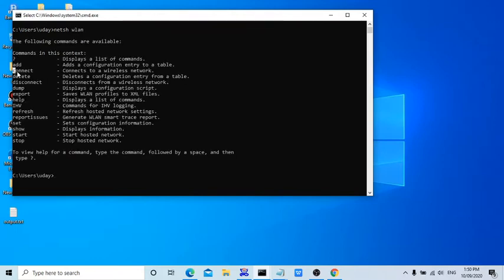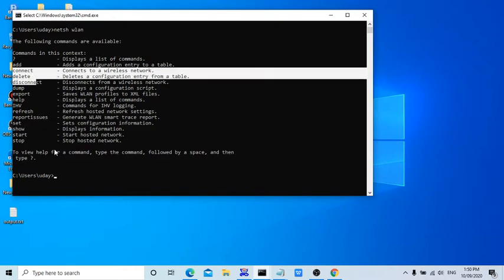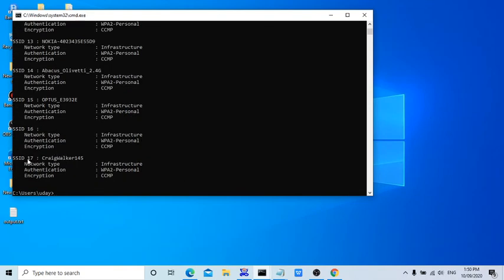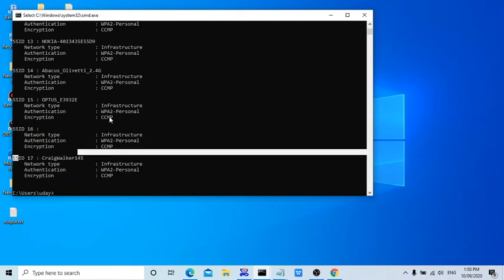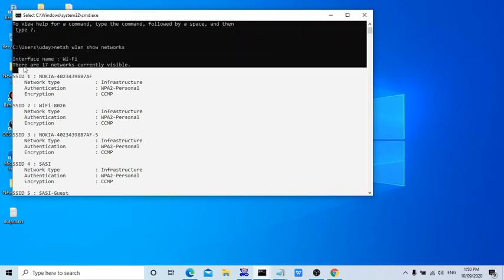It will say that using commands you can also connect to a network and delete that network. netsh wlan show networks. It is showing 17 networks, guys. All these network names here are Wi-Fi network names.